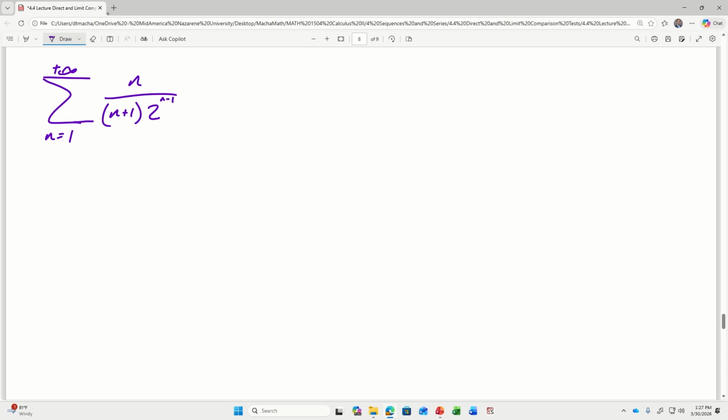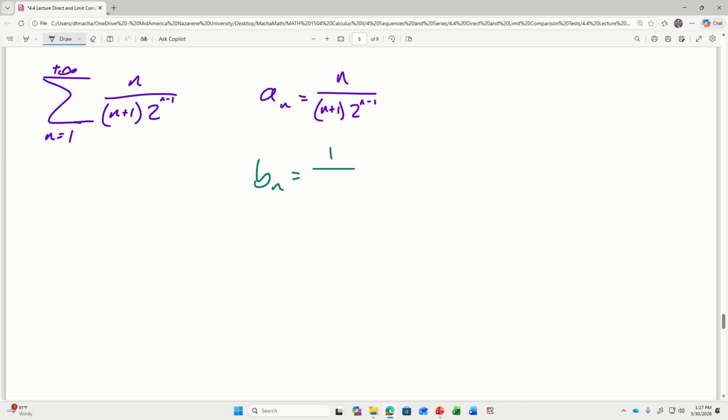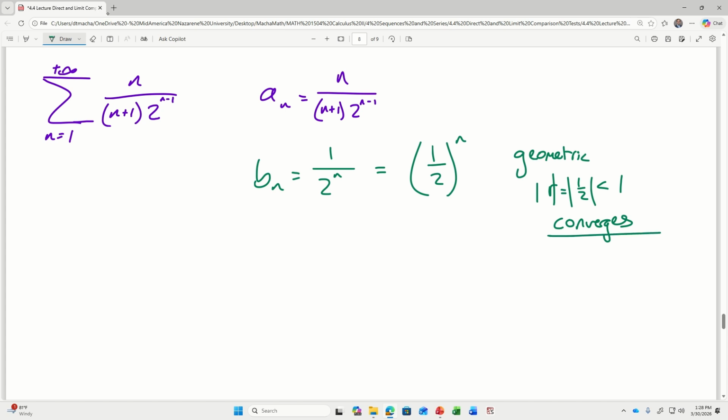Okay, so let's compare this one to a much simpler series, 1 divided by 2 to the power n. And remember, that's the same thing as 1 over 2 all raised to the power n. This is a geometric series with r equals 1/2, which is absolute value less than 1, so it converges. I know my b series converges.